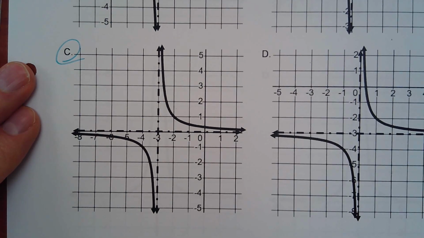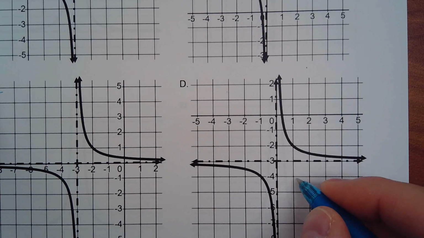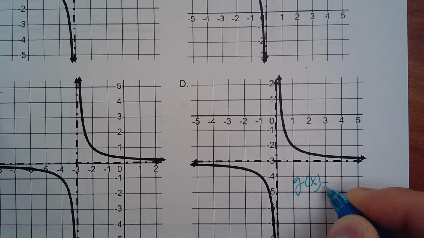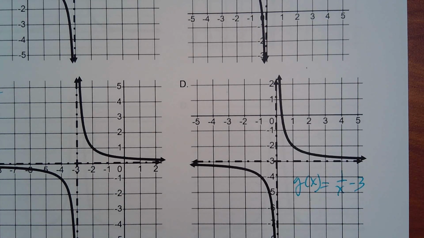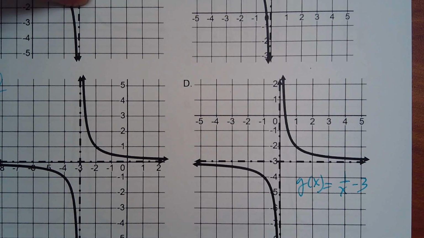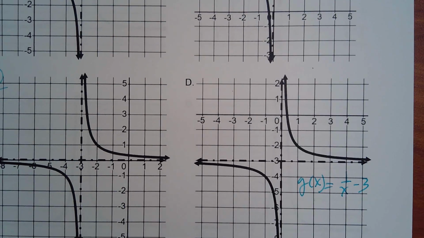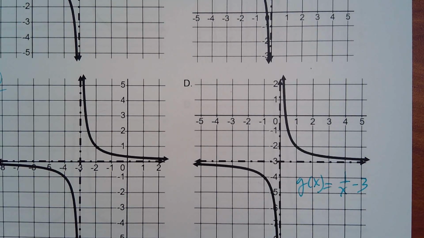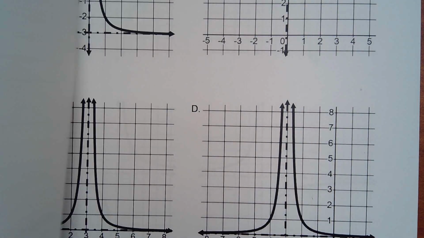Our answer choice is C. D would have been shifted down 3 units, so that would have been g of x equals 1 over x minus 3. But the correct answer in this problem is C. And you'll see with the graphing on the test, I will probably make most of the graphing multiple choice because doing the graphing in ALEKS, it can be kind of cumbersome to actually work it out using their system.